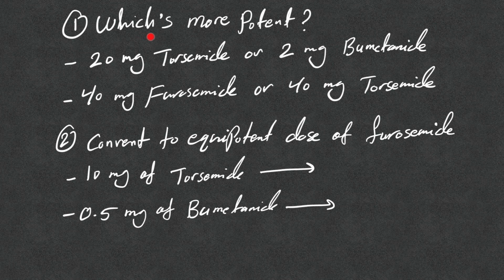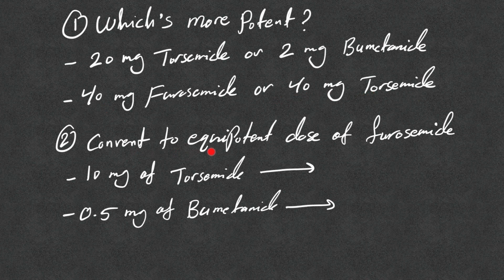Let's test that. Which is more potent, 20 milligrams of torsemide or 2 milligrams of bumetanide? Remember, 2 milligrams of bumetanide, or Bumex, is equivalent to 20 milligrams of torsemide, so they are equally potent. 40 milligrams of furosemide or 40 milligrams of torsemide? Of course 40 milligrams of torsemide, because it's double the furosemide, so 40 milligrams of torsemide is equally effective to 80 milligrams of furosemide.